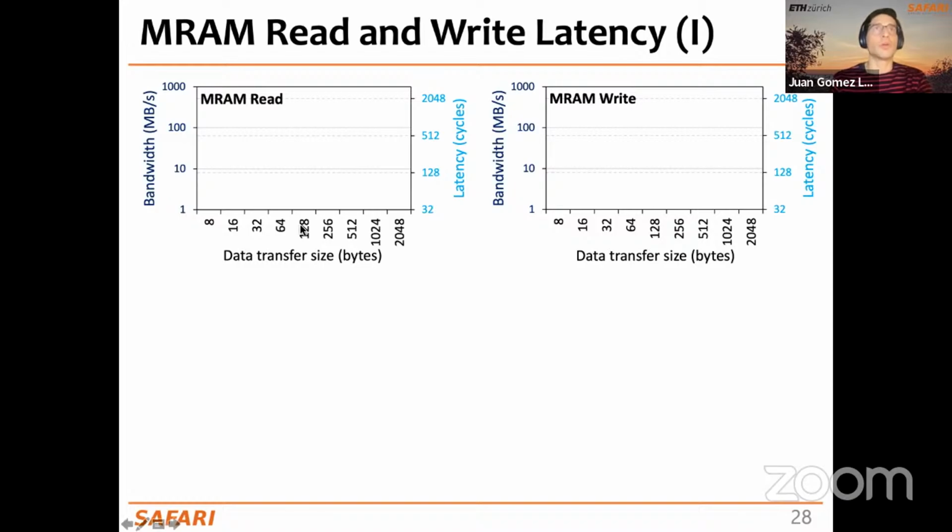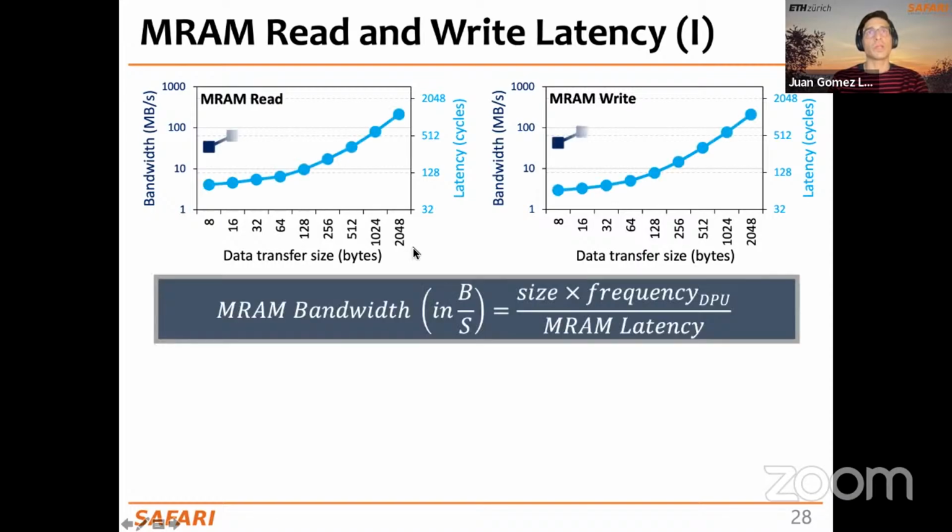So here you have 2 plots. One is for MRAM read, the other one is for MRAM write. On the left y-axis, we have the bandwidth in megabytes per second. On the right y-axis of each plot, we have the latency in cycles. And here at the bottom, because we are measuring the latency for a single MRAM read or MRAM write, we have the data transfer size. We are using transfers from 8 to 2048 bytes, as you can see in the slide.